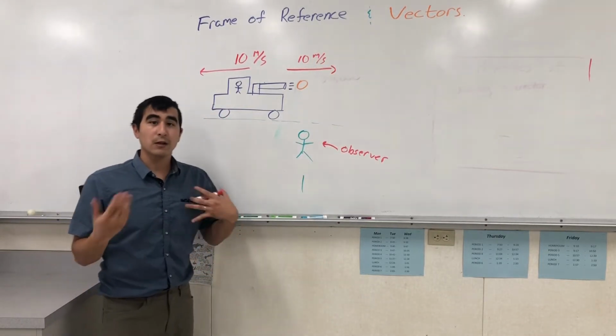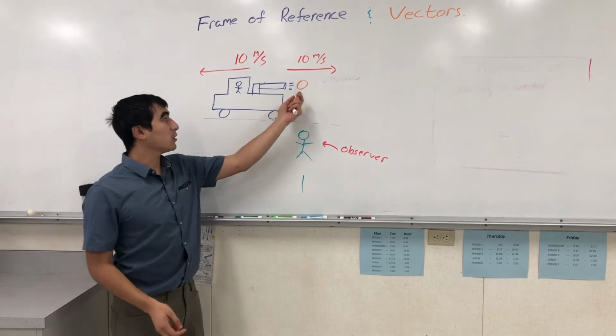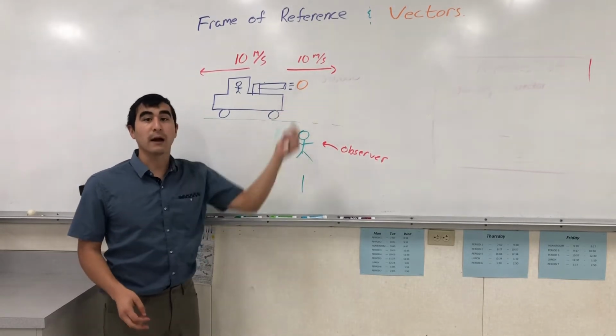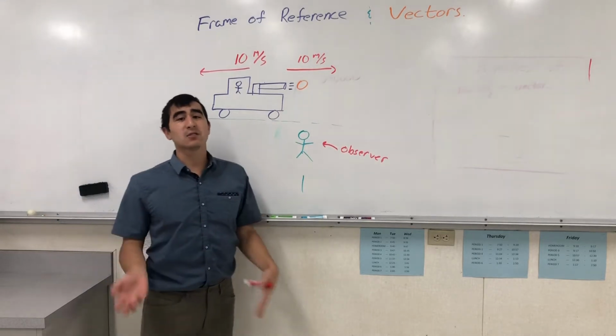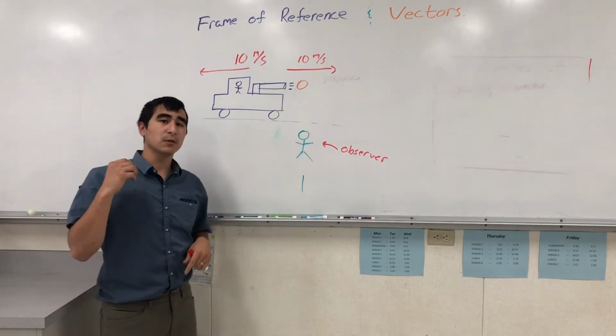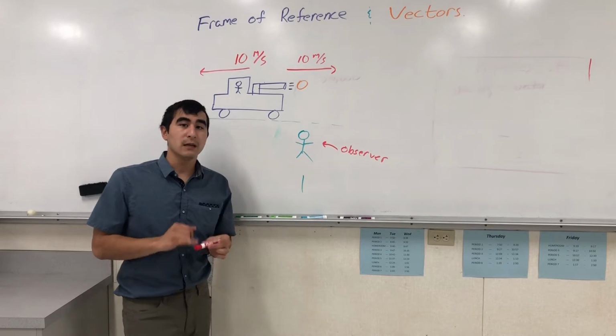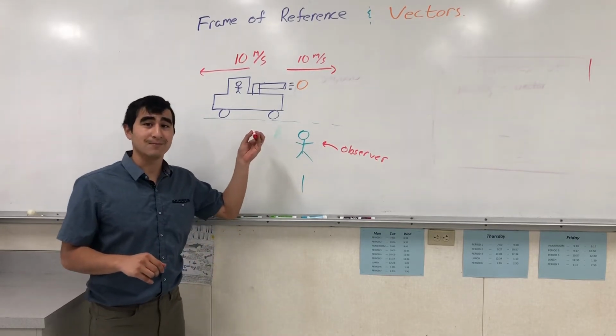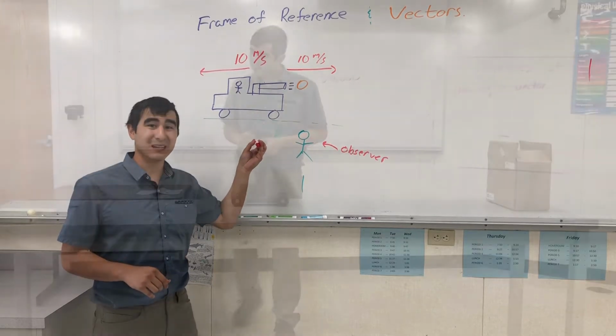So now the question was, what is it going to look like to the observer when this ball is shot? Before we can even answer that, let's go over a couple terms before we tackle this type of problem, okay? So without further ado, let's get started.